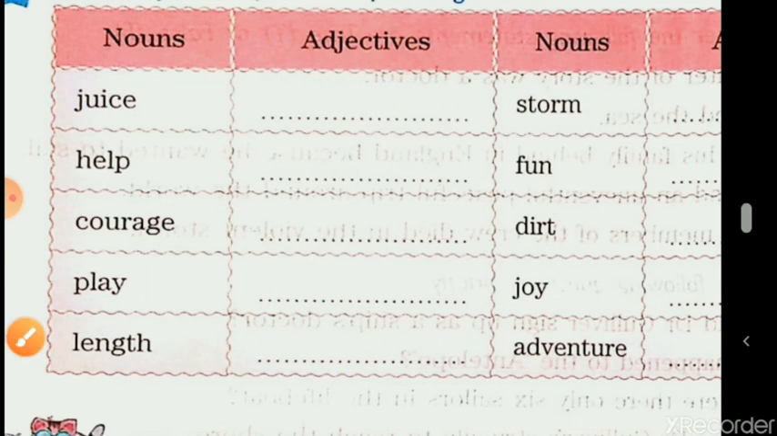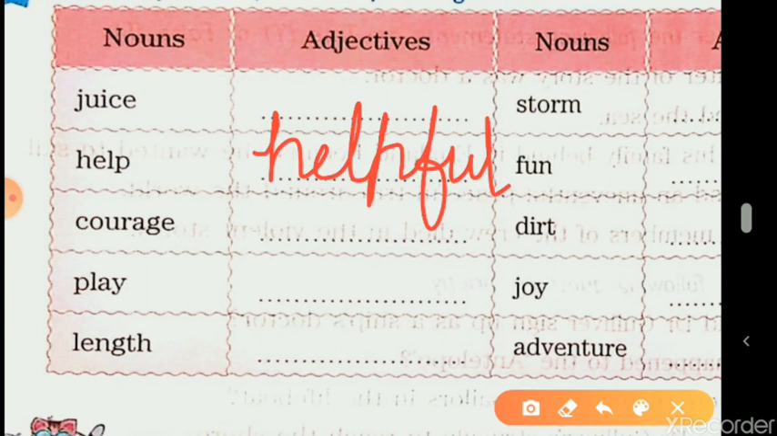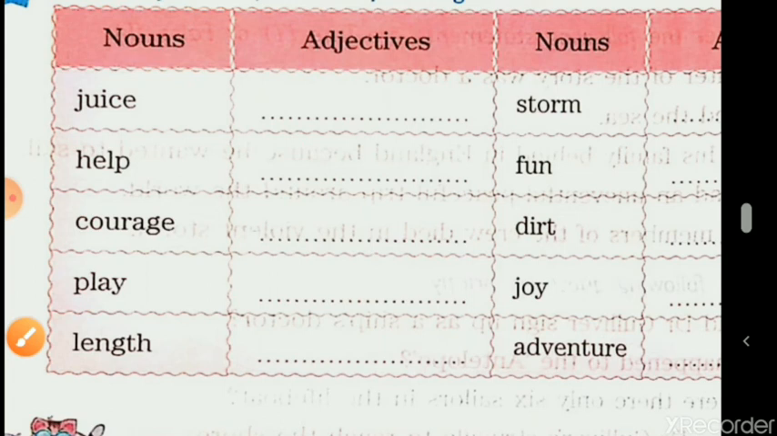Now the second word is help and we'll be adding FUL और हमारा adjective हो जाएगा helpful. So helpful, हमने क्या लास्ट में ऐड किया बेटा, FUL. जूस में हमने क्या ऐड किया था Y, E को रिमूव किया और Y को ऐड किया तो जूस से एडजेक्टिव बन गया juicy और हेल्प से एडजेक्टिव बन गया helpful. Helpful. Now children, our third word is courage और courage से हमको एडजेक्टिव बनाना है.